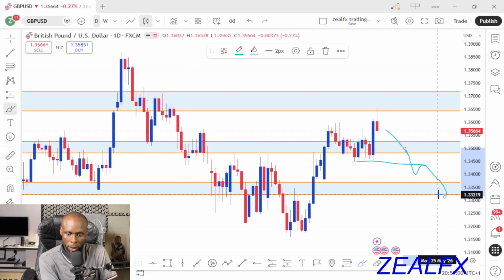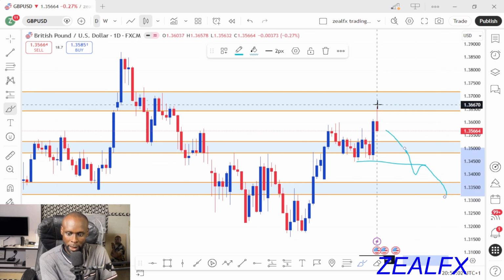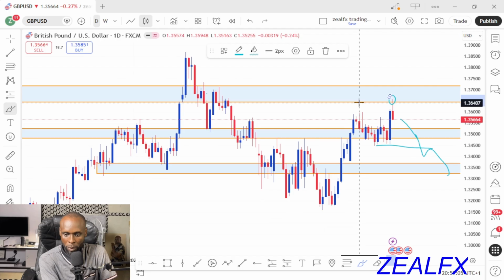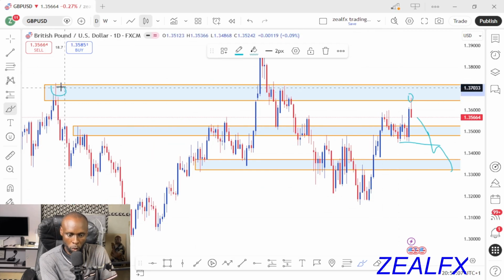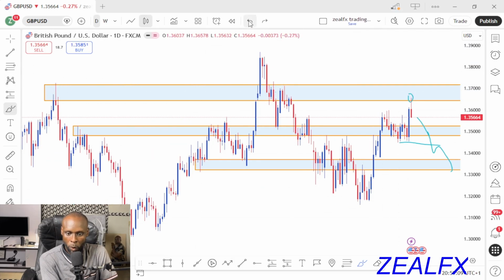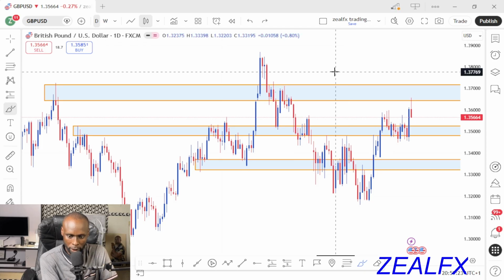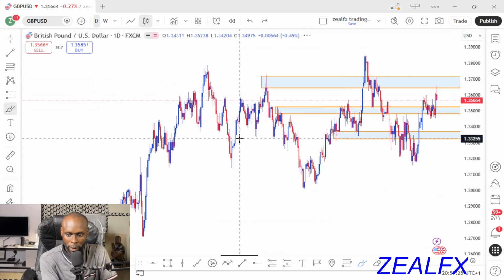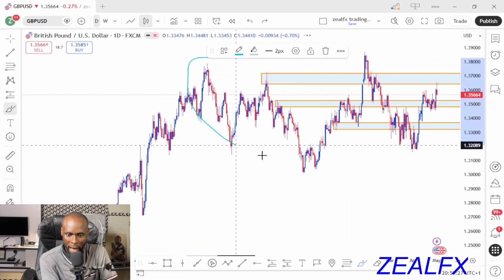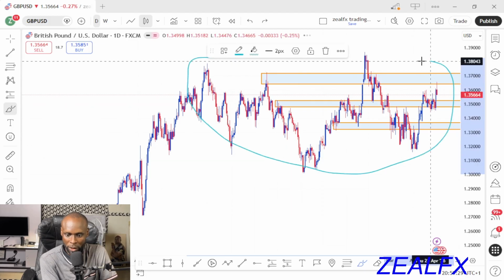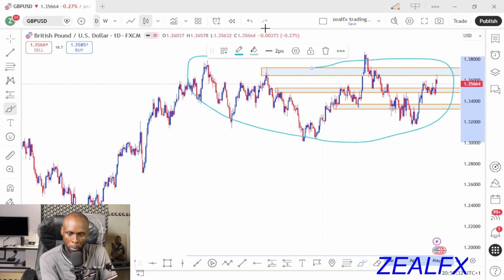So long as the Pound USD rejected from this area, we can see Pound rejected from this strong resistance level. So long as price rejected from that level, this is a sign of strong reversal trend on the Pound USD. But let's look at the structure of the trend on the Pound USD. On the daily chart, you can see we still have this sideways trend. So Pound has remained in a sideways trend for months now.